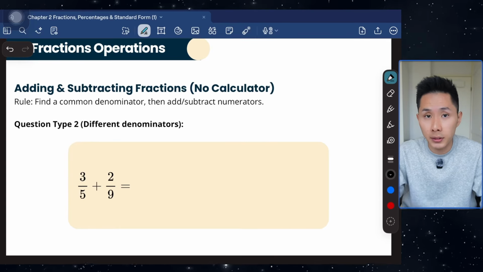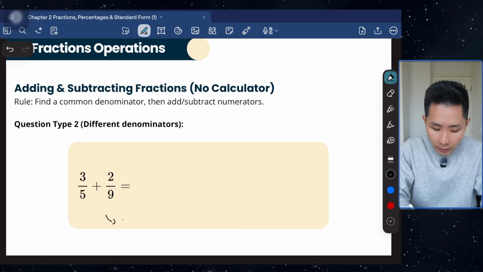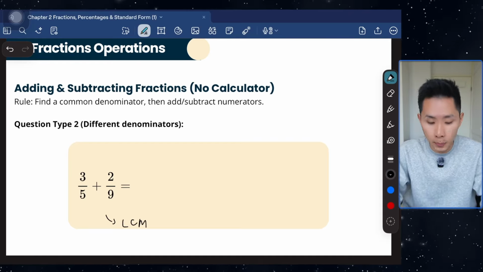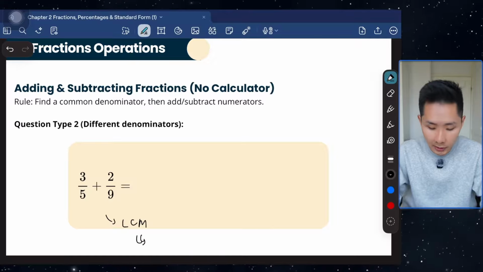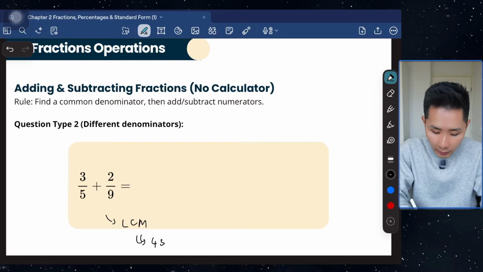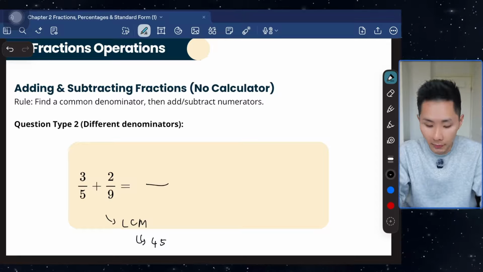The first thing that you have to do is to make the denominator the same again. To do that, you have to know what is the LCM of both numbers. In this case, if you use the method that we learned in the last video, you'll find that their LCM is 45.